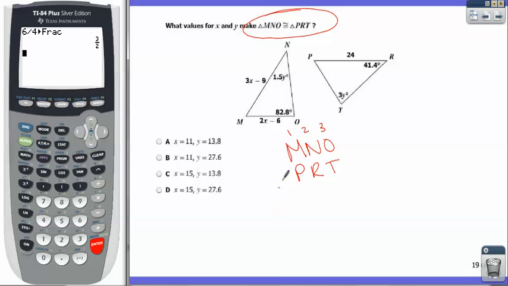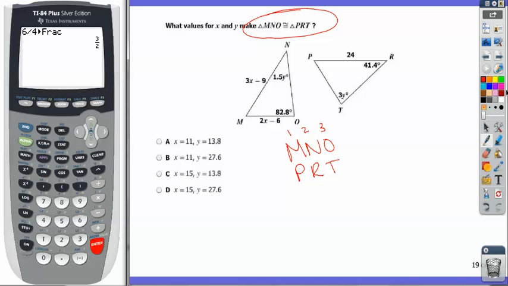So, let's see. In order to do this problem, I know I'm going to need an X. And I have too many things going on here with X's in this triangle. So I'm going to look at the only number I have for a side in PRT, and that's 24. 24 is PR, which happens to be MN over here. So I know that they have to match. So my equation is going to be 3x minus 9 equals 24.